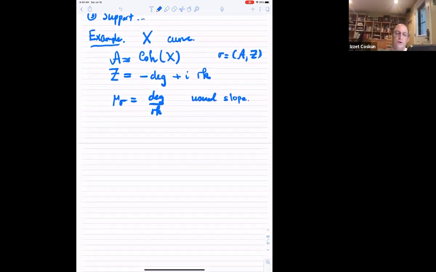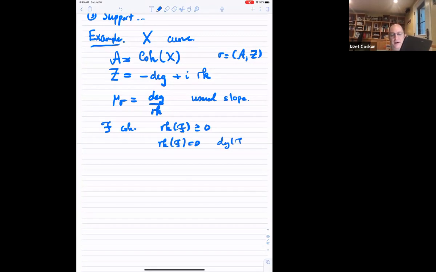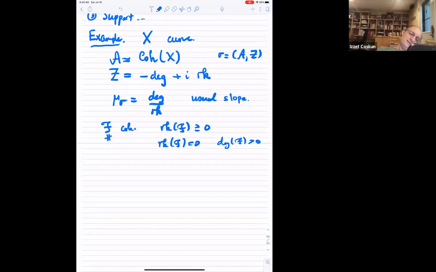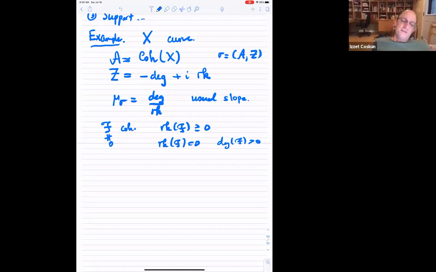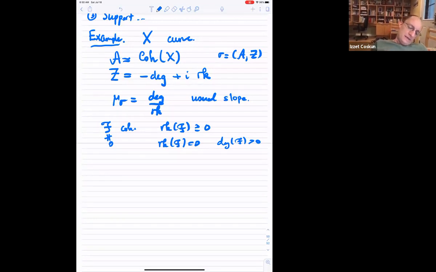If you have a coherent sheaf on the curve, its rank is positive unless it's torsion. So the rank of F is always greater than or equal to 0. And if the rank of F is equal to 0, then it's torsion, so the degree of F is positive. So you see that this function satisfies the positivity, unless the sheaf is 0, of course. But if the sheaf is non-zero and has rank 0, then the degree is positive. So Z is positive, and the Harder-Narasimhan property is the usual Harder-Narasimhan filtration for coherent sheaves. Okay? So you get an example, which is the familiar example in the case of a curve.